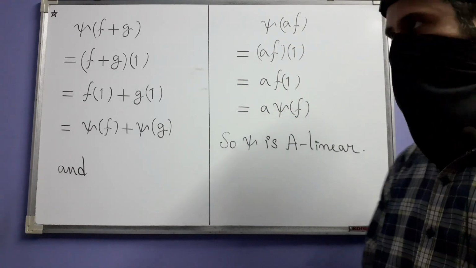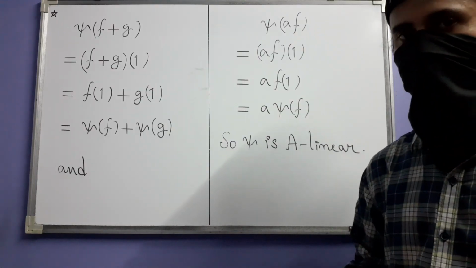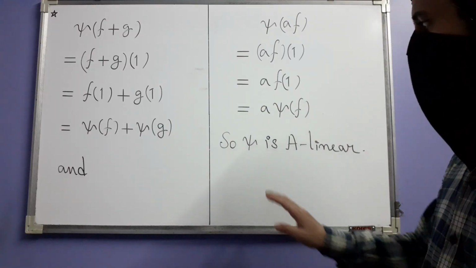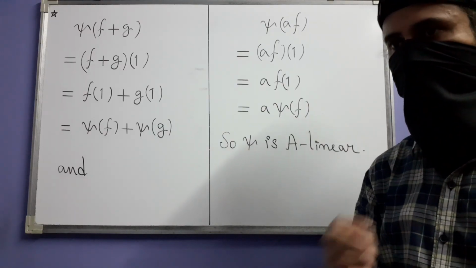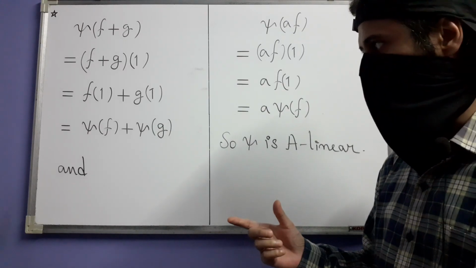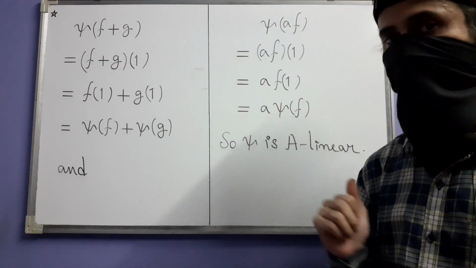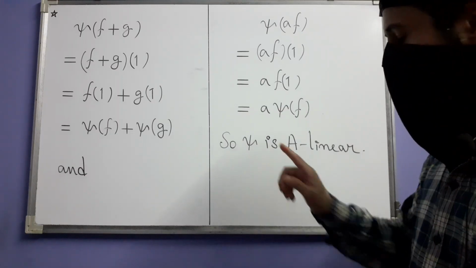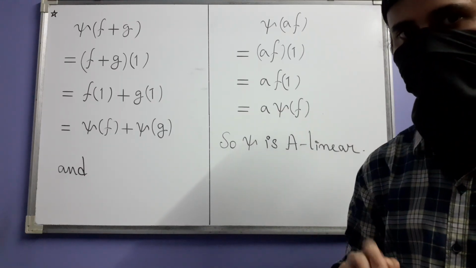So this means that psi is a linear or an A-module homomorphism. Fine, so we have found that psi is a structure preserving map between the modules Hom(A, M) and M. But that's not enough. We now need to show that psi is also bijective. It's one-to-one and onto.